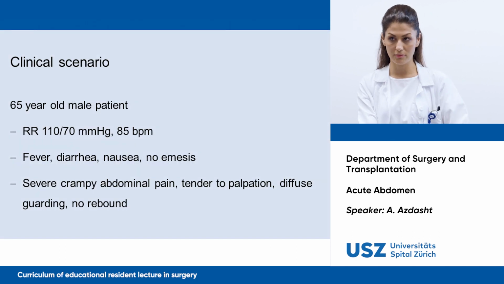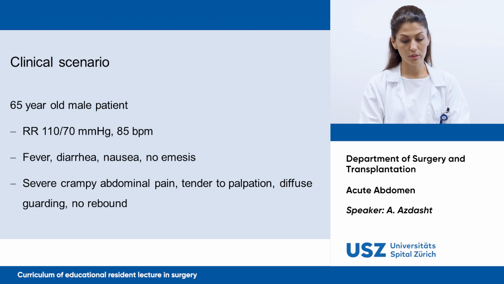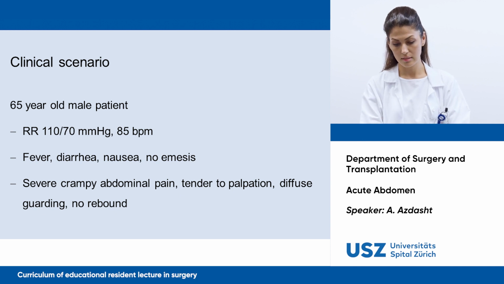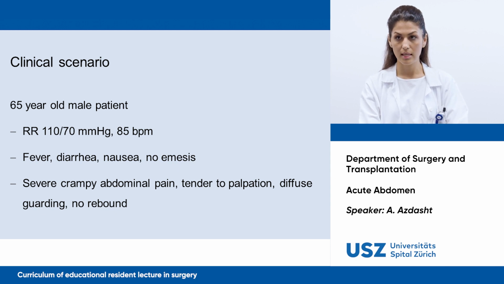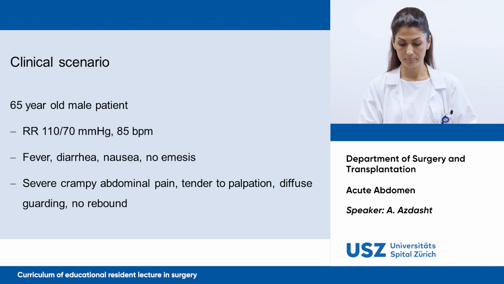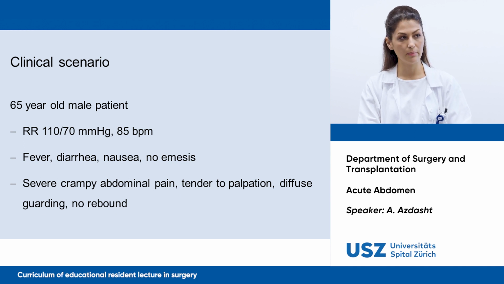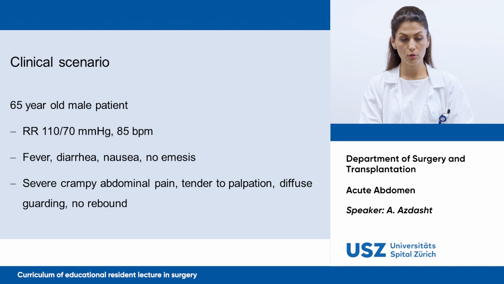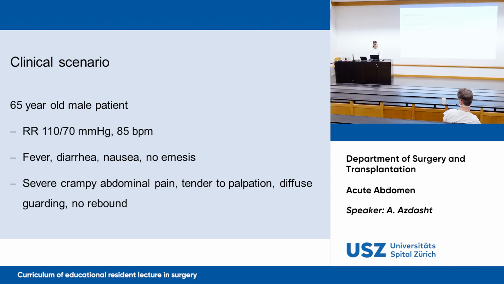So imagine yourself in the emergency department and you're seeing a 65-year-old patient presenting with fever, diarrhea, nausea, and severe crampy abdominal pain. On your physical examination, the abdomen is tender to palpation. The patient shows diffuse guarding, but no rebound. Maybe you just take some seconds to think about this. So I assume that your first impression is, okay, this patient suffers from an acute abdomen, which is correct.